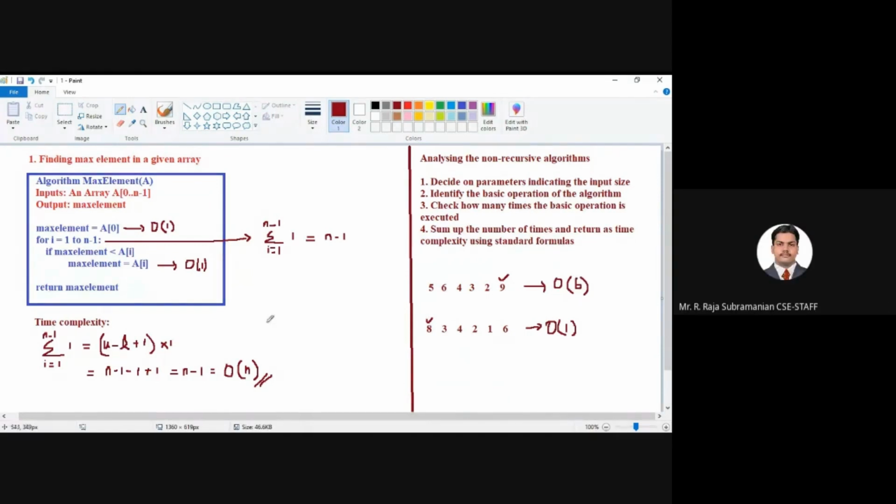Yes, sir. So shall I move on to the next algorithm? Yes, sir. Okay, please take a screenshot. I'll delete this. Shall I delete this? Yes, sir.